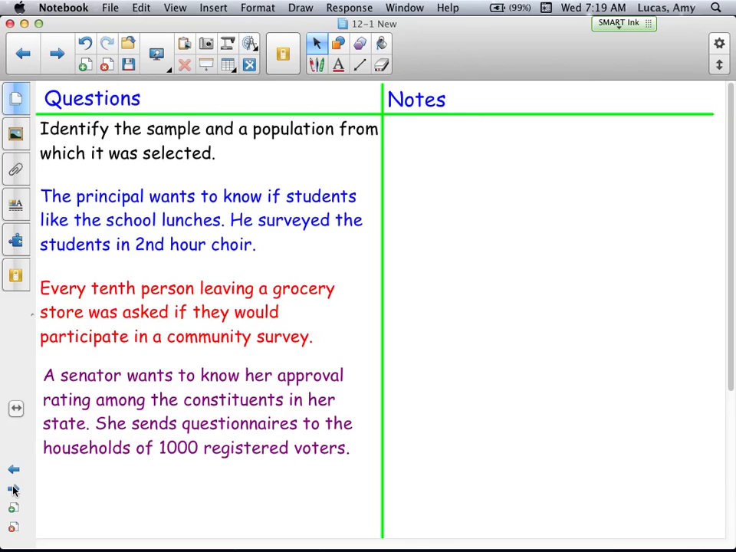Our first question says, identify the sample and a population from which it was selected. The principal wants to know if students like the school lunches. He surveyed the students in second hour required. So we need the sample and population. Well, the sample would be the group that he asked. So he asked the students in second hour required.